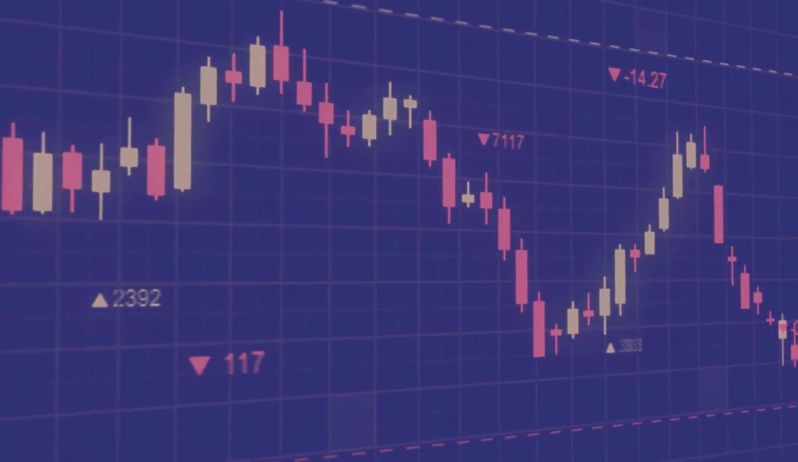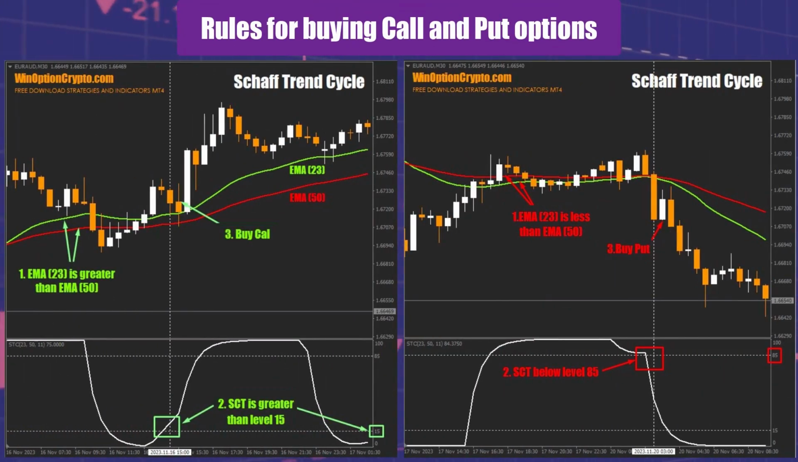So, to buy call options, you need to: 1. Make sure there is an uptrend. The short EMA is higher than the long one. 2. The oscillator line has crossed level 15 from the bottom up. 3. At the opening of a new candle, we buy a call option.